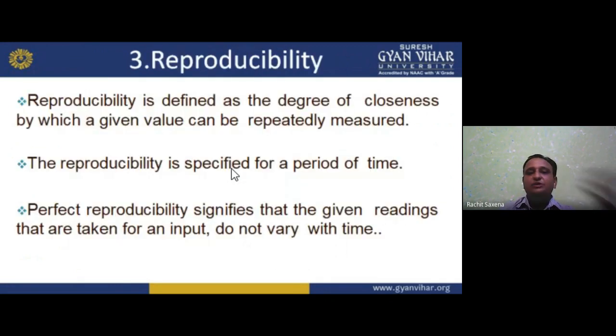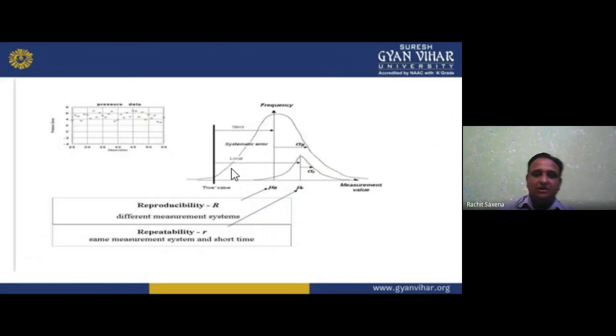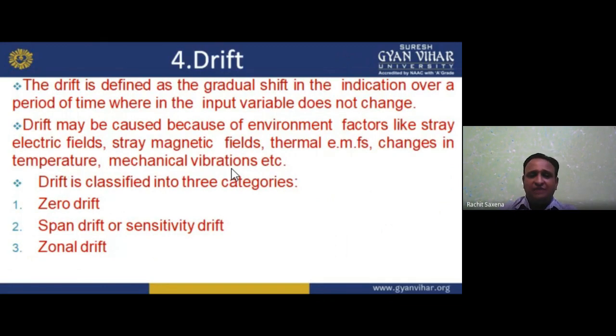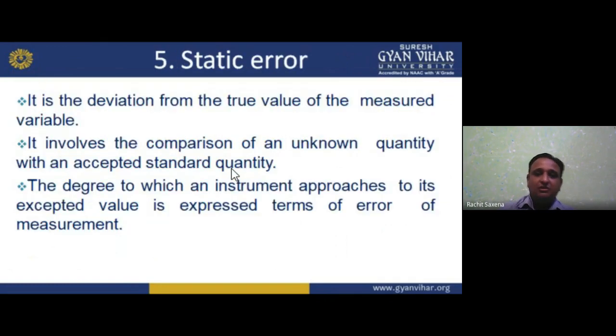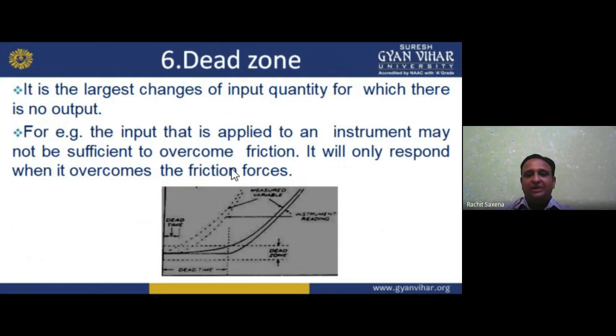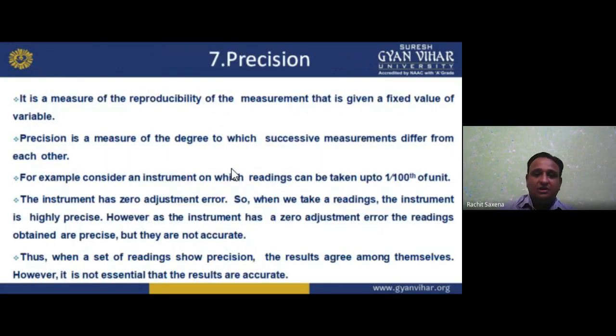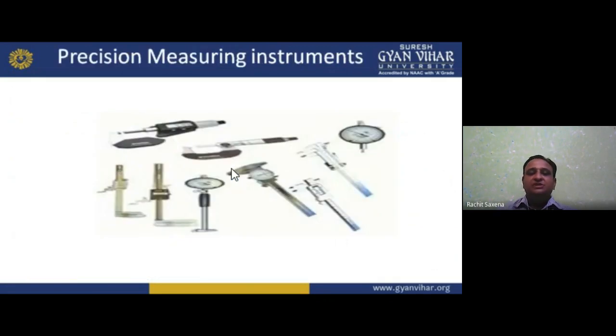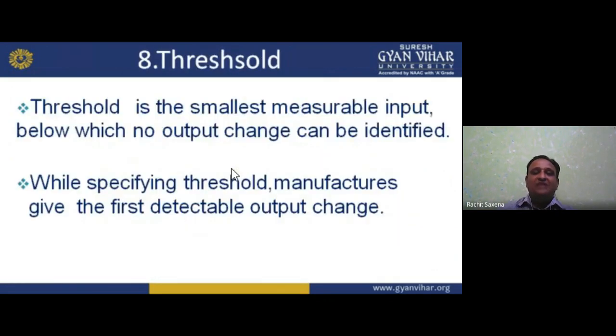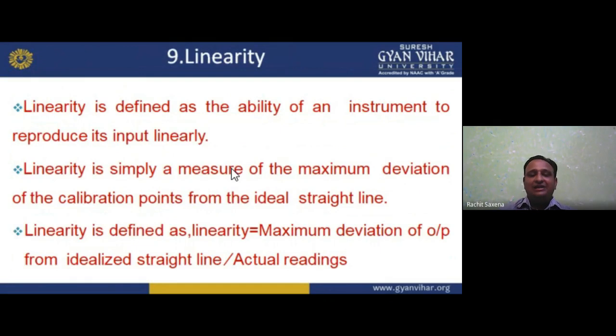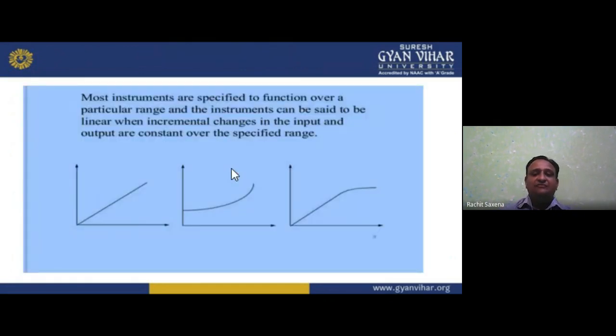Then we have reproducibility. Then this graph shows you this thing. Drift: we have three drifts, zero drift, span drift, or zonal drift. Then we have the static error. Dead zone we can find in a figure. Then we have precision, the precision measuring instruments. Threshold we have. Linearity you can find from the line in this graph.